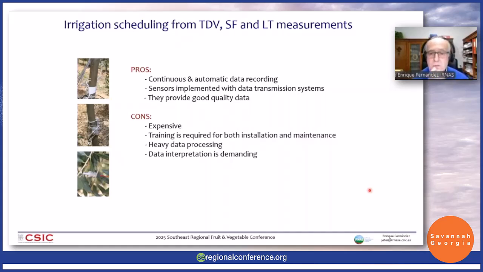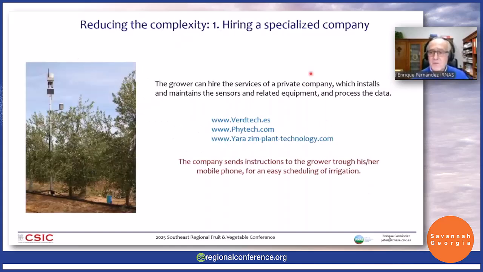So how can you palliate these 2 limitations? Well, concerning the complexity of the technique, a very pragmatic and easy way is just to hire a company. What they do is, you decide which method you want to use, and the company installs the sensor, maintains the sensor, collects the data, processes the data, and sends you very easy but effective instructions to your mobile phone for scheduling irrigation. You have here, for instance, this is a Spanish company, this is from Israel, this is from Germany. So there are companies that provide these services for a fee. Okay?